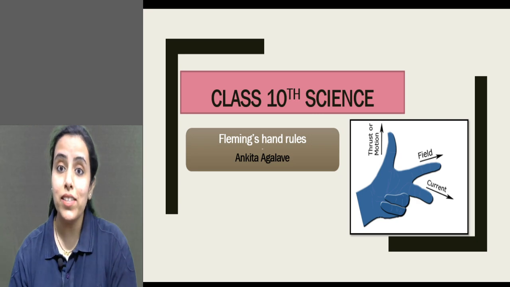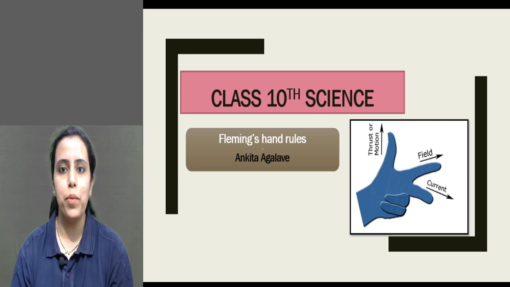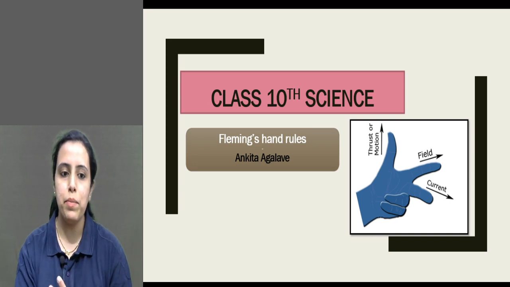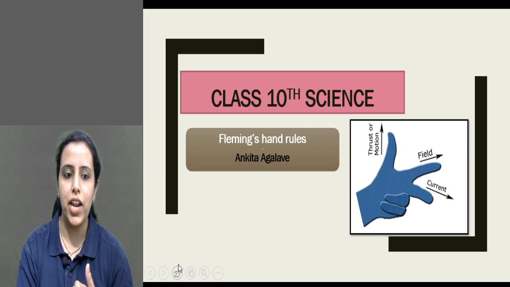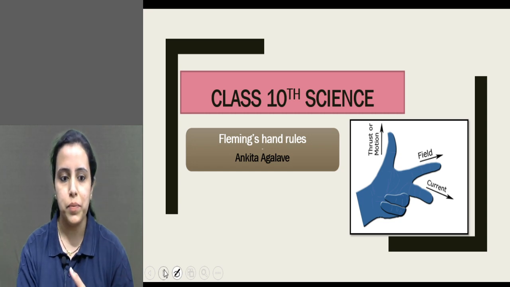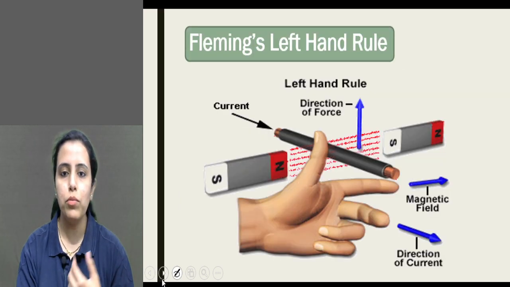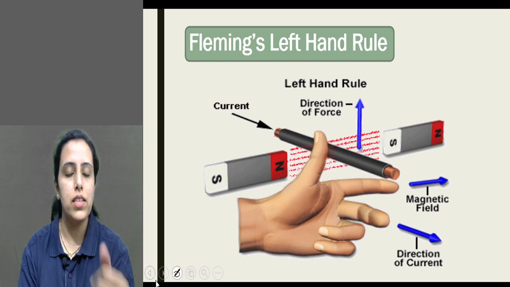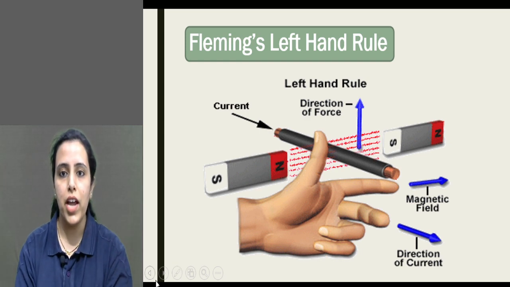So today we will be discussing the fourth chapter from 10th science part 1, which is Effects of Electric Current. Okay, so today the topic of discussion is Fleming's hand rules. There are two basic Fleming's hand rules, which are Fleming's left hand rule and Fleming's right hand rule. So let's move on to the next, that is Fleming's left hand rule.